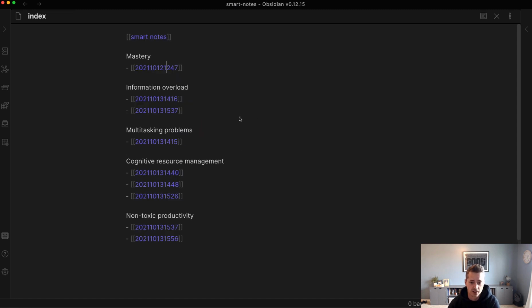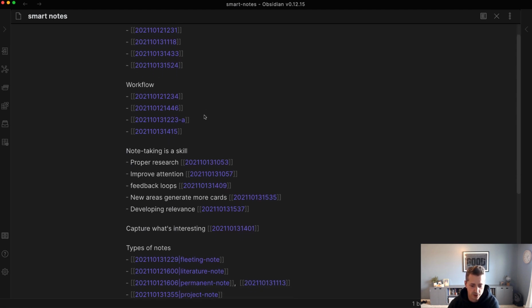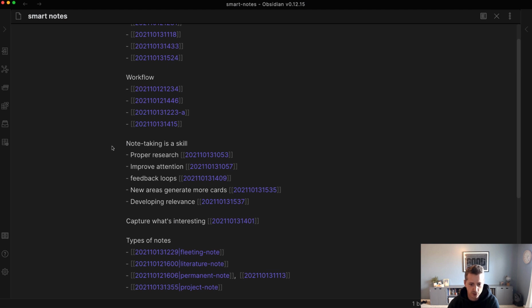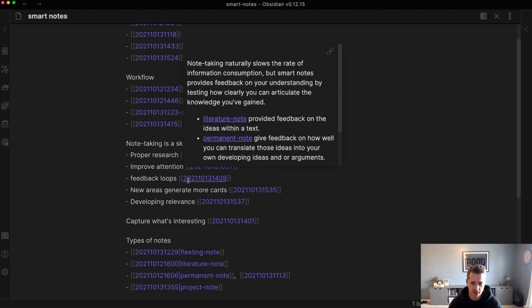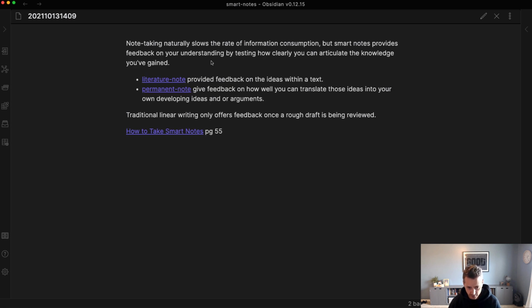If you want to take a look at some of the notes, to get very meta, we can look at some of the notes on Smart Notes. So here, we'll just look at note-taking as a skill, and we'll look at feedback loops. And so here we have, again, about 80 words on that, but again, I tried to write it so it could be used in multiple contexts.